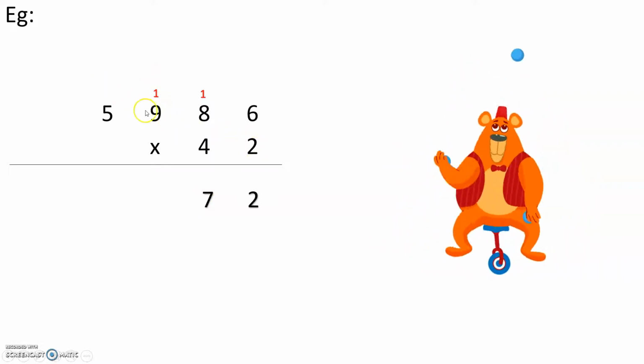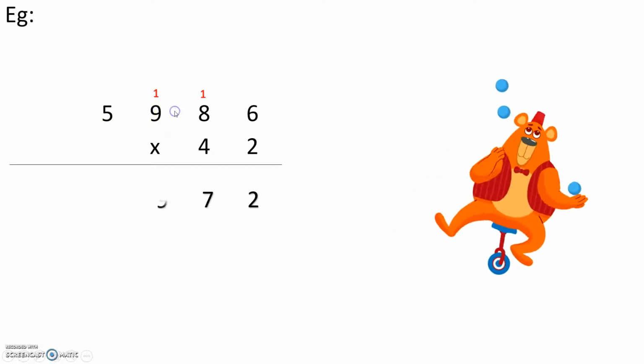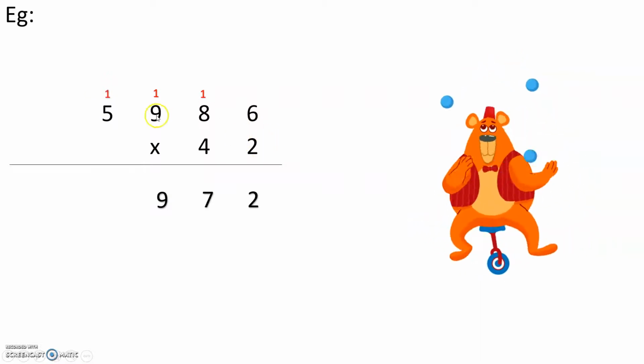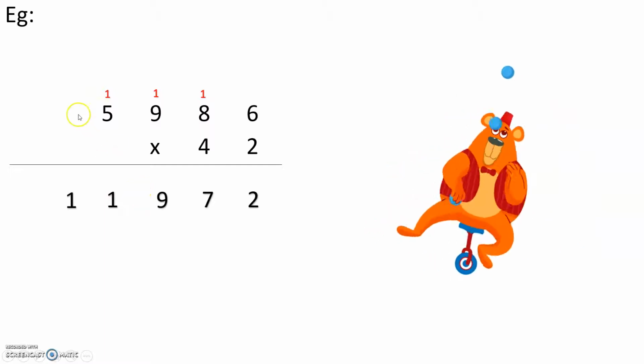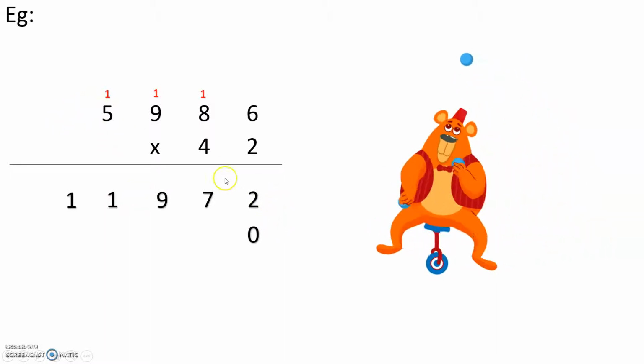Then 2 9s are 18. 18 plus 1 is 19. So 9 here and then we'll carry 1. 2 5s are 10. 10 plus 1 is 11. We'll take 11 as it is because here no number is there. Then we'll put 0 here.